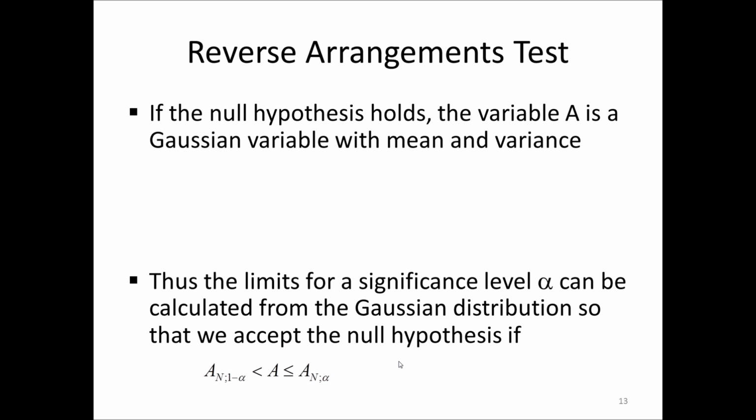If the null hypothesis holds, then it can be shown that the variable A is a Gaussian variable with mean and variance as indicated here. Thus, the limits for a particular significance level alpha can be calculated from a Gaussian distribution, so that we accept the null hypothesis if A falls in the interval A_{n;1-alpha} to A_{n;alpha}.